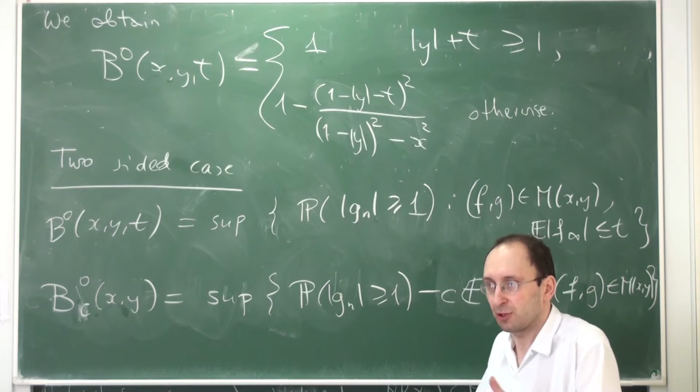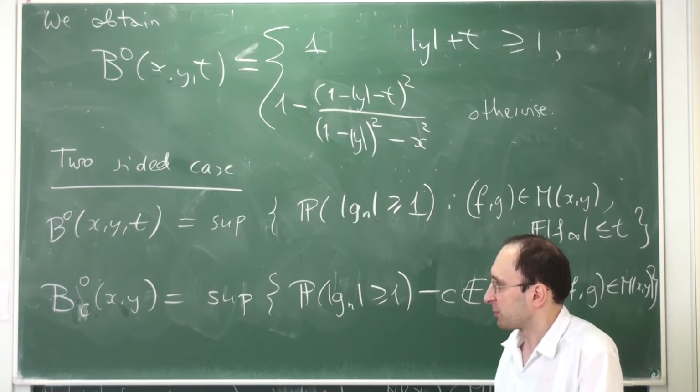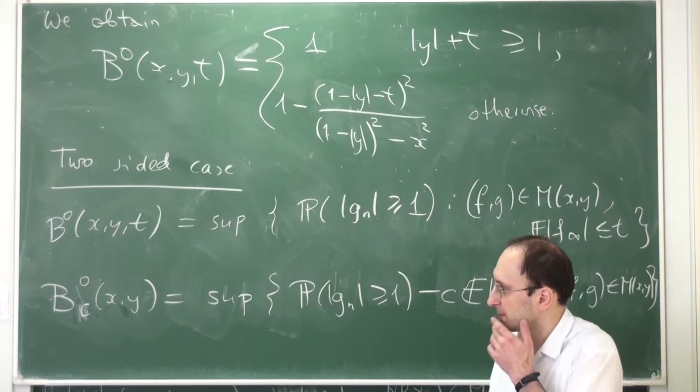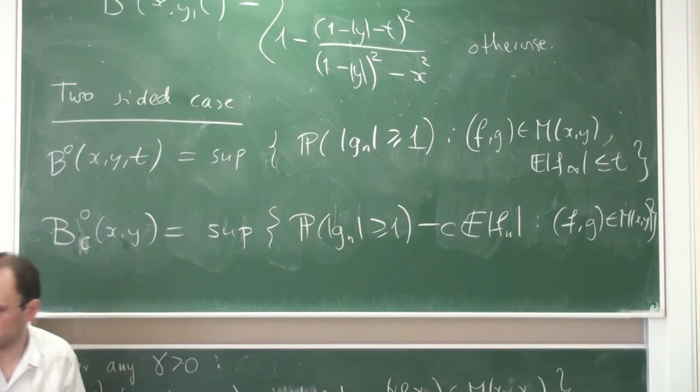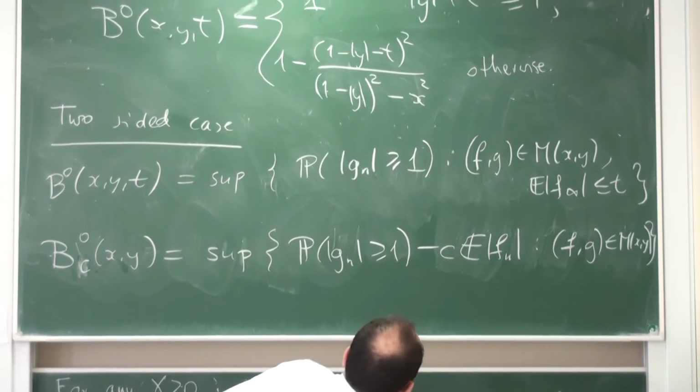So here there is no reduction. We actually have to construct all these functions for all c, not only just one function by some homogenization.